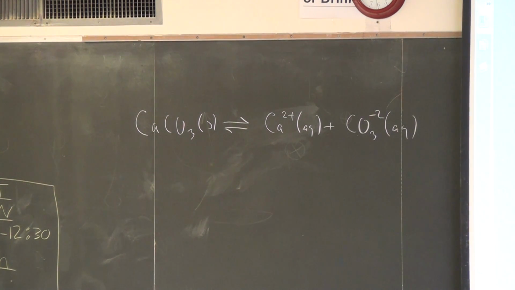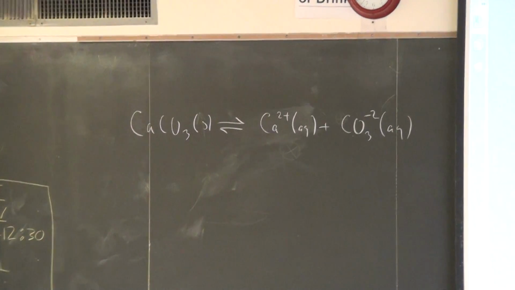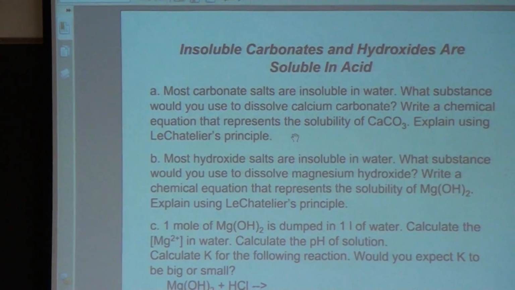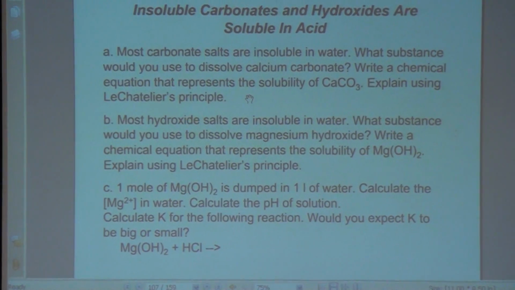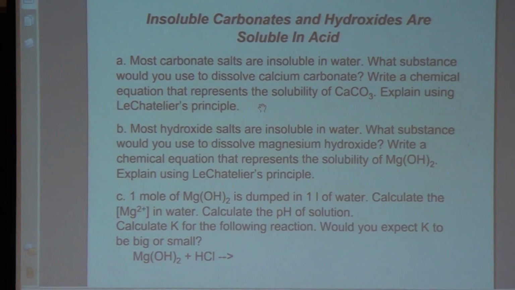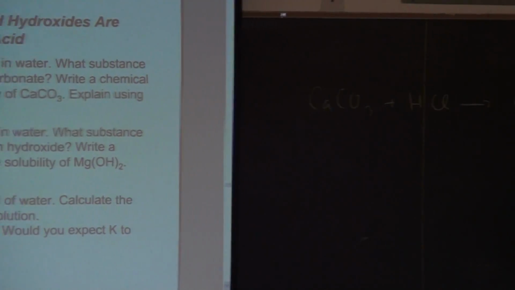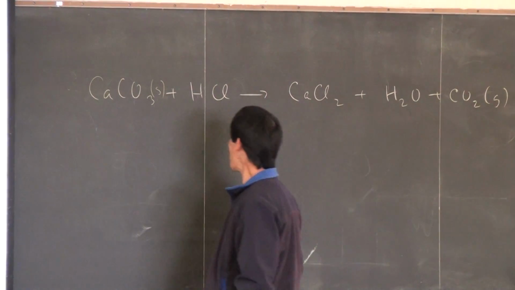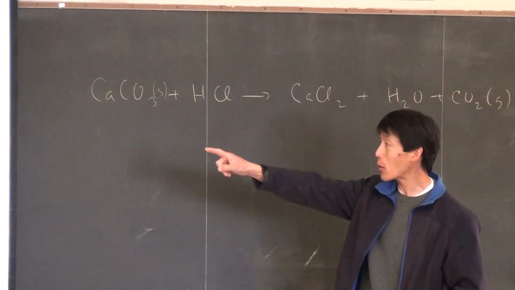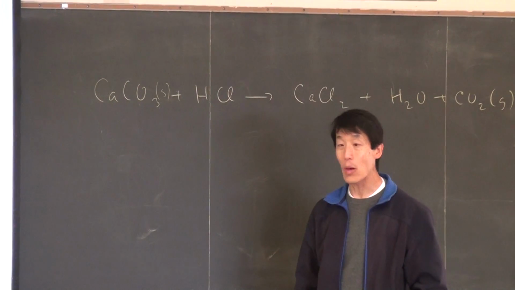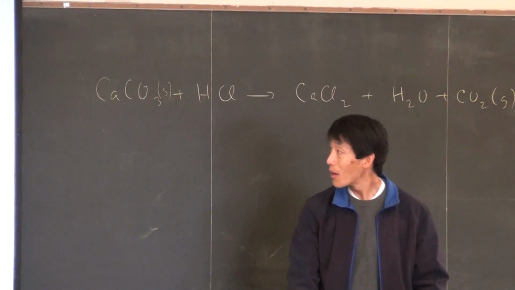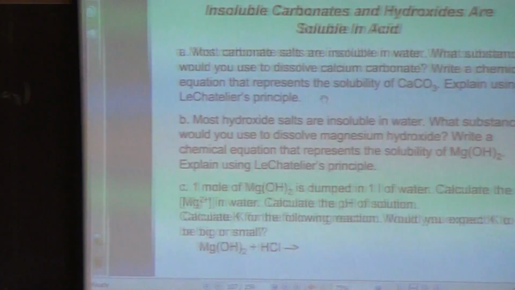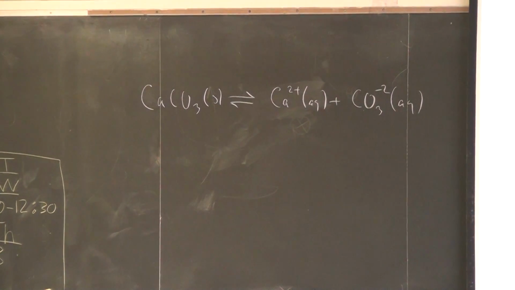Now, what substance can you add to dissolve calcium carbonate? Okay, so we have that right there. So you can use hydrochloric acid to dissolve the insoluble limestone. Now, using this equation there, how can we use that equation to explain the solubility of calcium carbonate in acid?